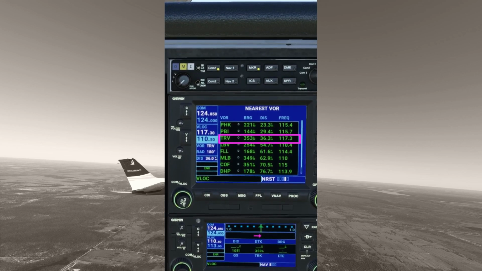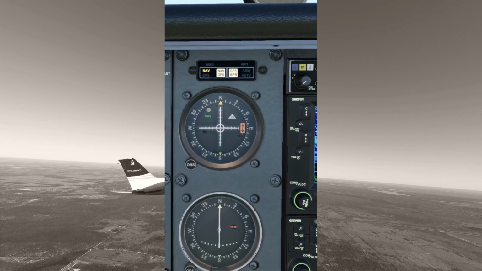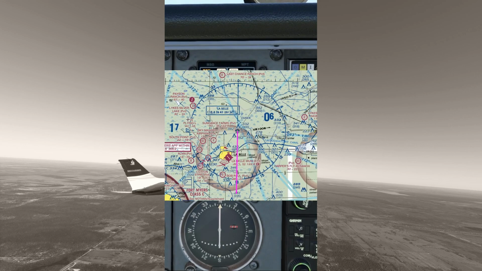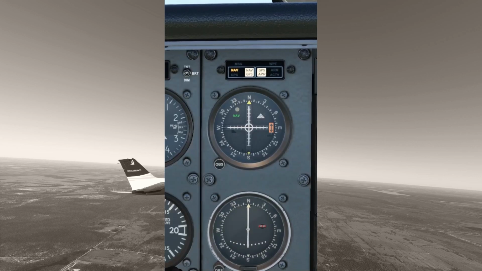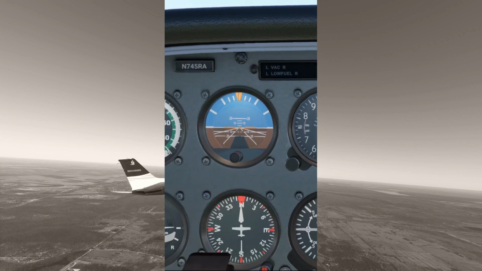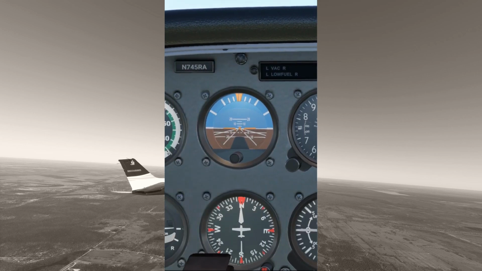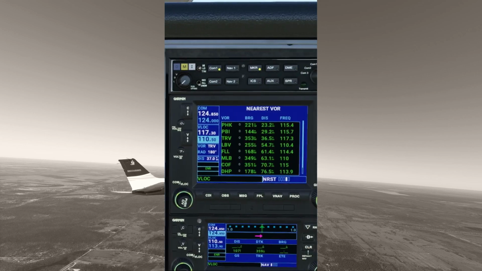So this is a basic demonstration of OBS selections and CDI and flag indications for absolute beginners. This, like many general aviation aircraft now, doesn't have a traditional DME installed, so to prove to the student that this OBS setting and flag with this heading is taking us to the VOR, I have set up the nearest page to show raw data distance to the VOR.